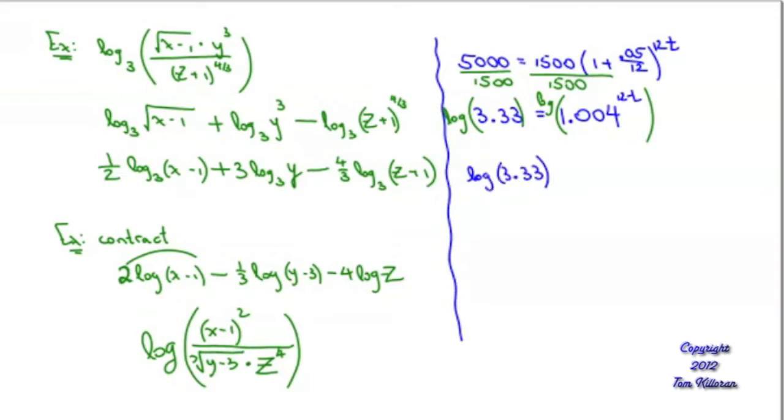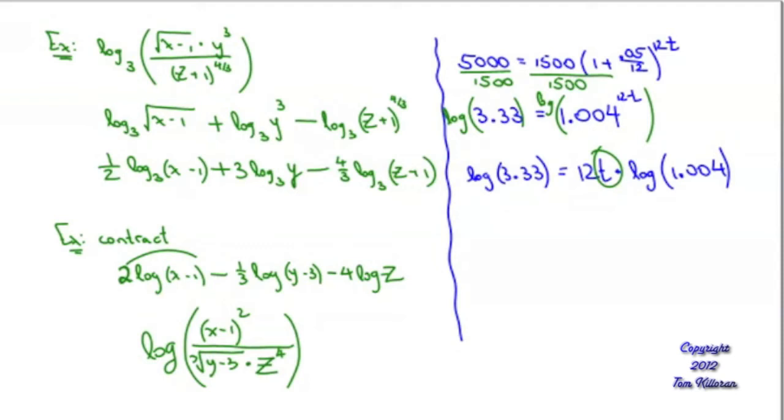The right-hand side, what happens? The 12t goes up front. So you get 12t times log of 1.004. Now everything is in a linear fashion. It's all on one line. Nothing's up high, nothing's down low, and we're pretty happy. How do you solve for t? What do I need to get rid of? The 12.